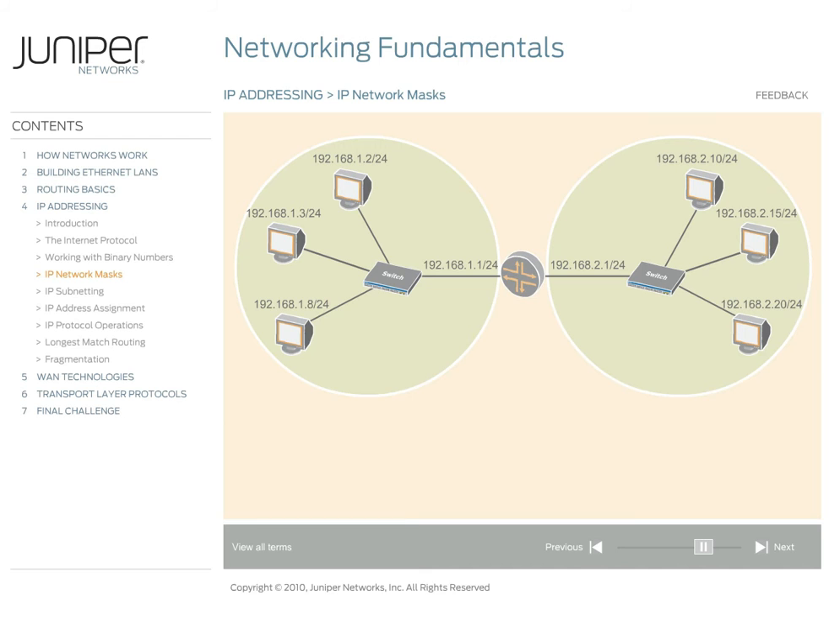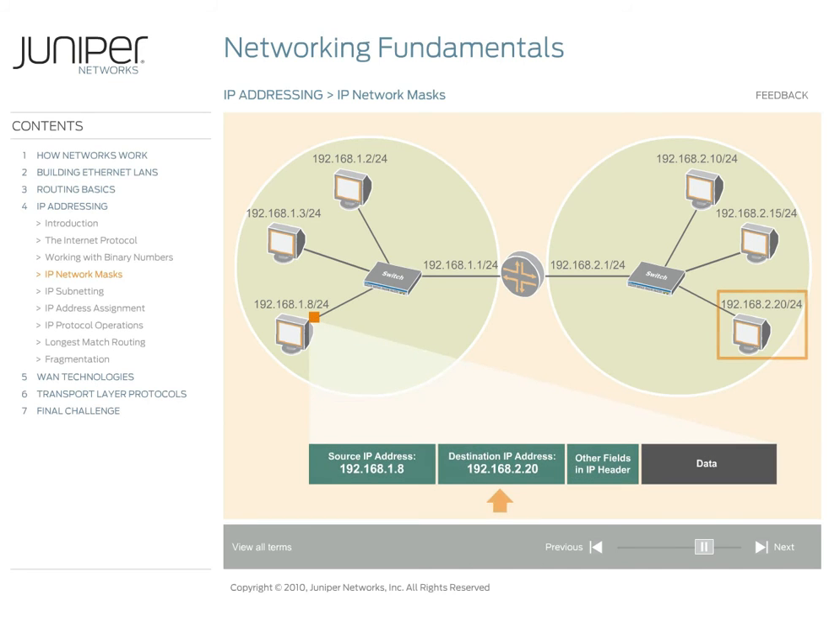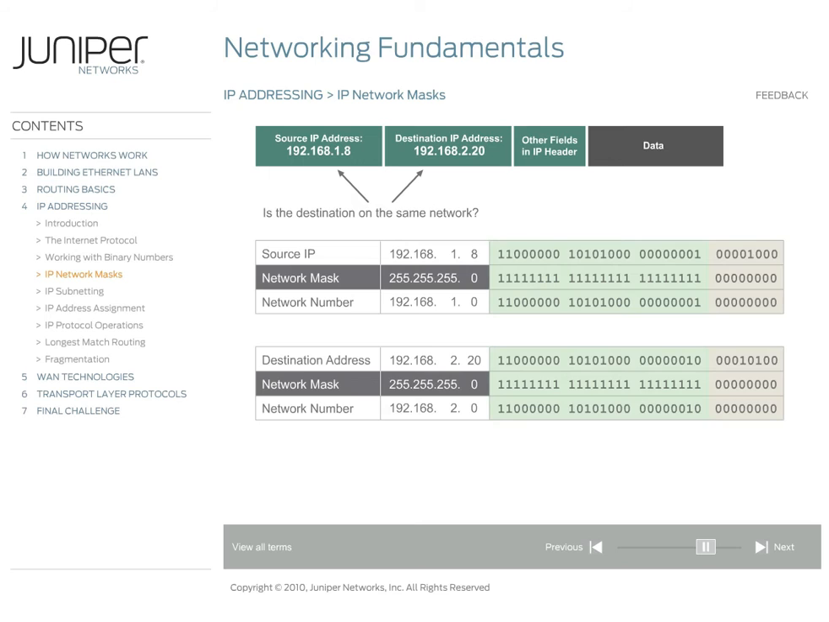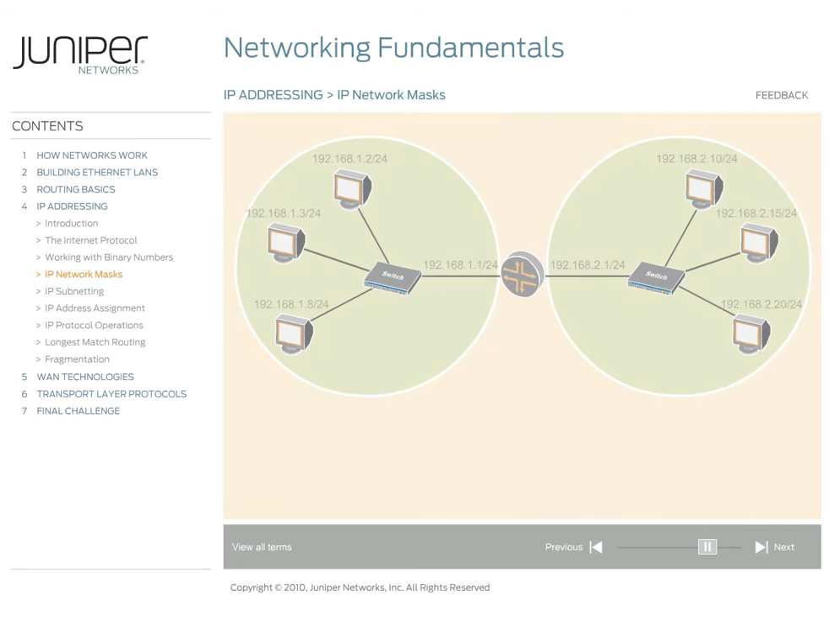Let's take a look at another example. Here, the same PC wants to send data to 192.168.2.20. Once again, the sending PC applies the configured network mask to the destination IP address. This time, however, the network number is not the same. Because the PCs are not on the same network, the PC sends the data to the default gateway for further processing.